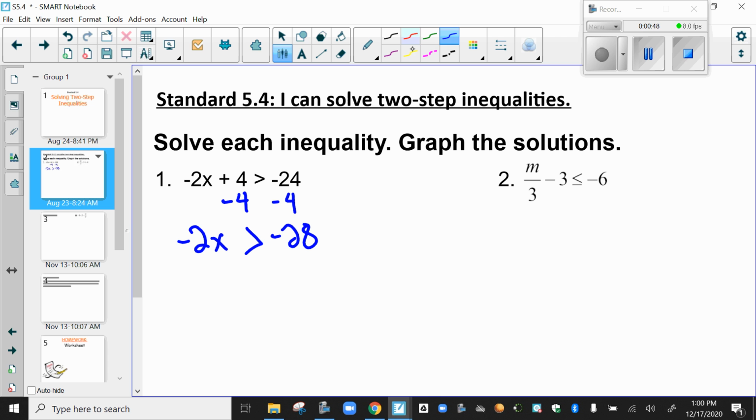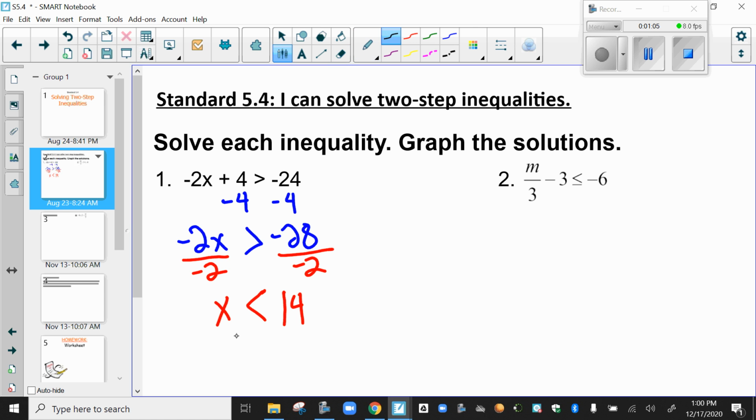All right? Then I want to get x by itself, so I'm going to divide by negative 2. And just like we learned last time, if you multiply or divide by a negative number, you're going to flip your sign. So this becomes x. That was greater than, now it's going to be less than 14.